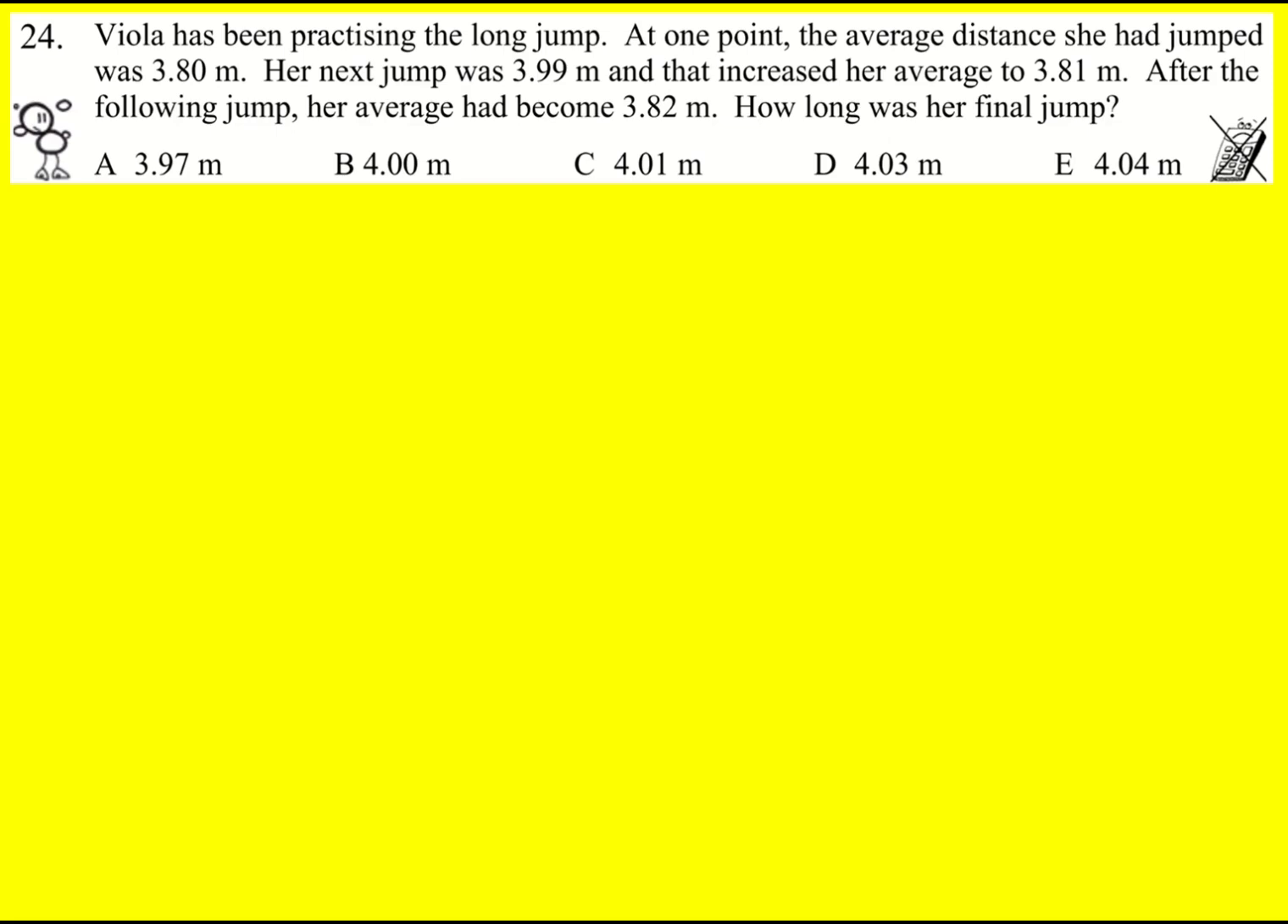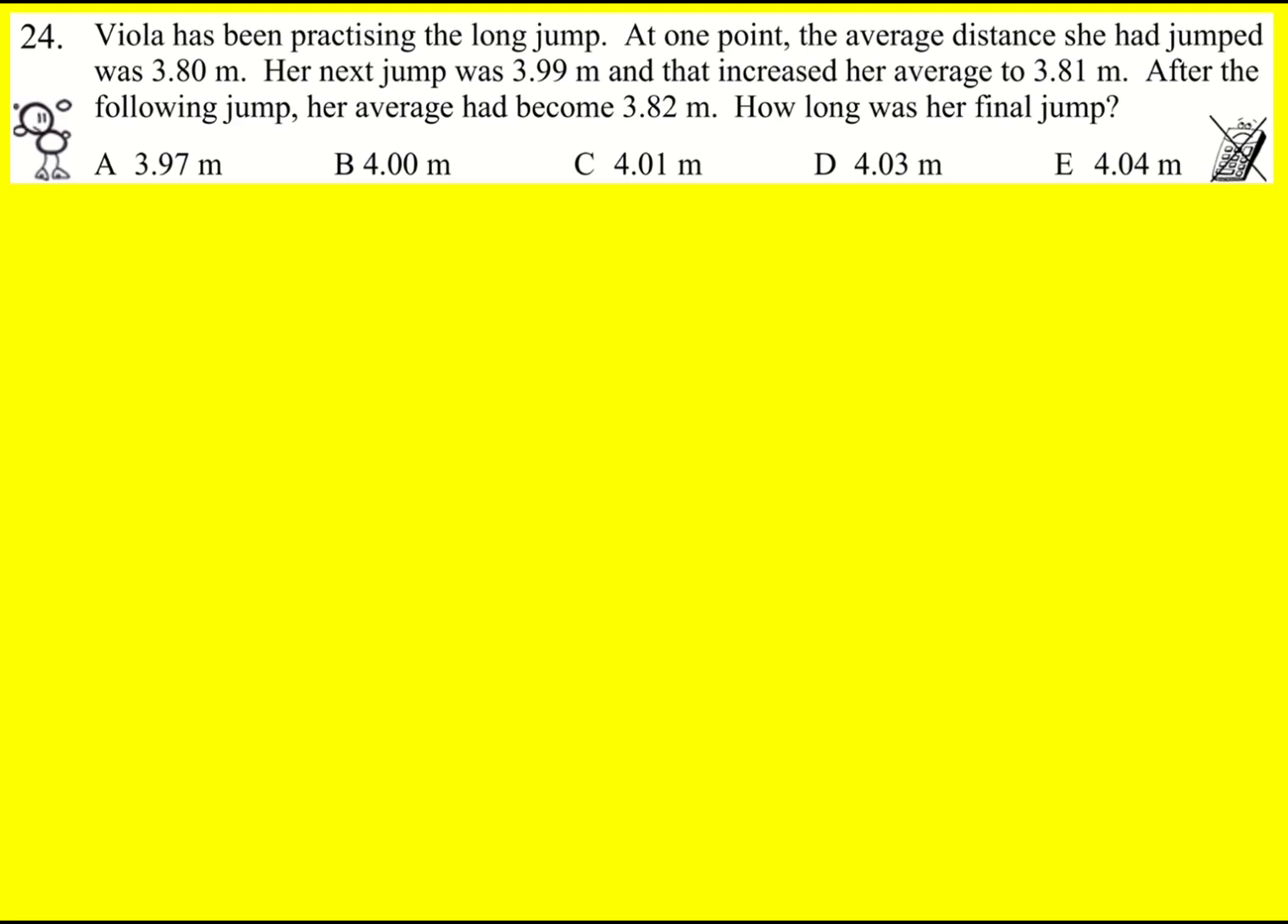Fiola's practicing a long jump, and at one point the average distance she's jumped was 3.8 meters. We don't know how many jumps she's had. Her next jump was 3.99, and that increased her average to 3.81. And then another jump, and it had become 3.82. So how long was the final jump?